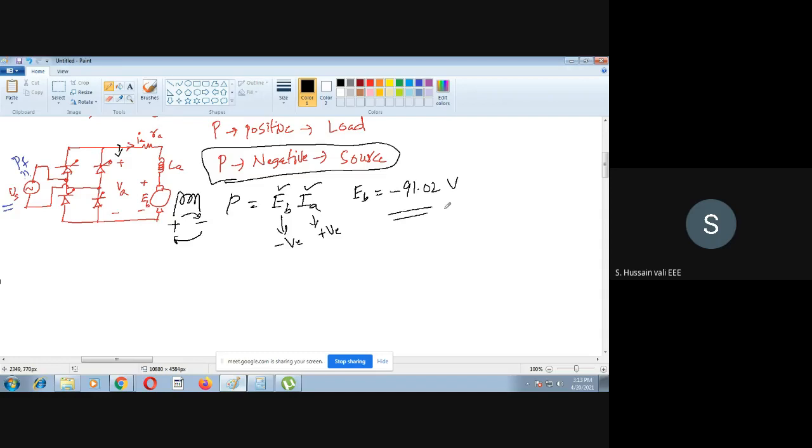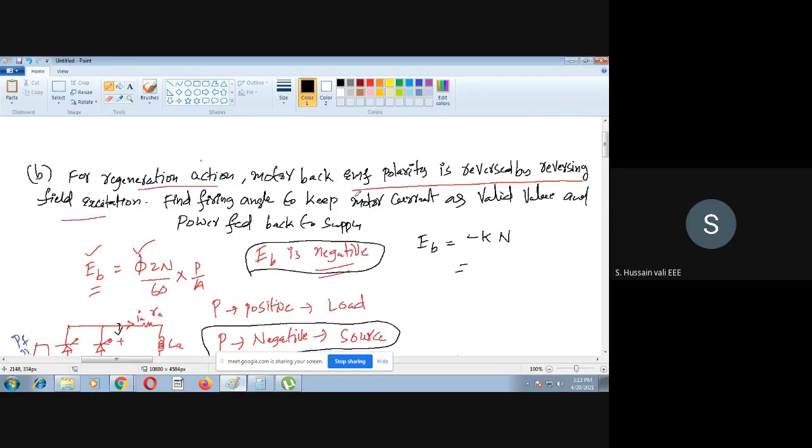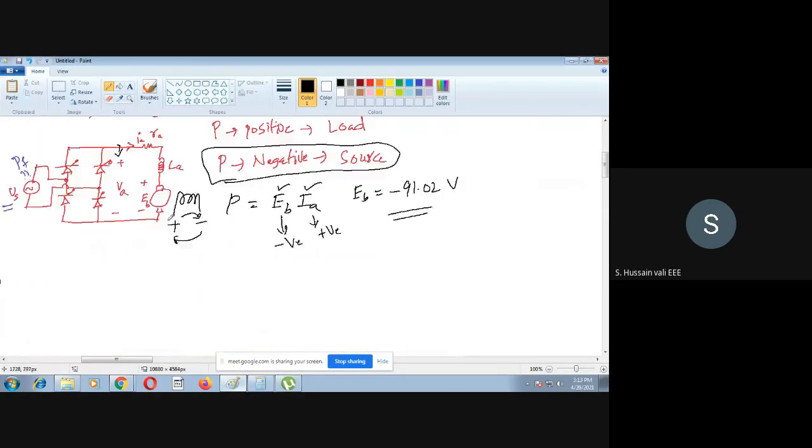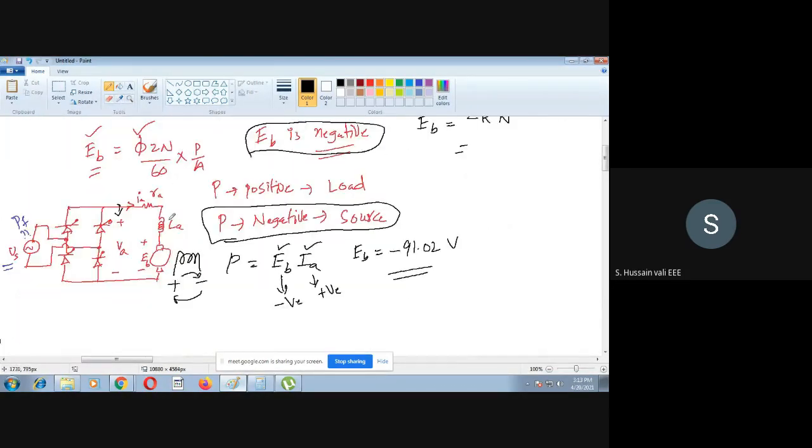Then what is he asking in the question? He is asking for the firing angle. How to find it? Only one equation: VA is equal to 2Vm by pi into cos alpha. Here you have the firing angle. Your job is to find VA. Vm value is 230 into root 2, which you know. To find alpha, you need to know VA. How to find VA? Very simple.